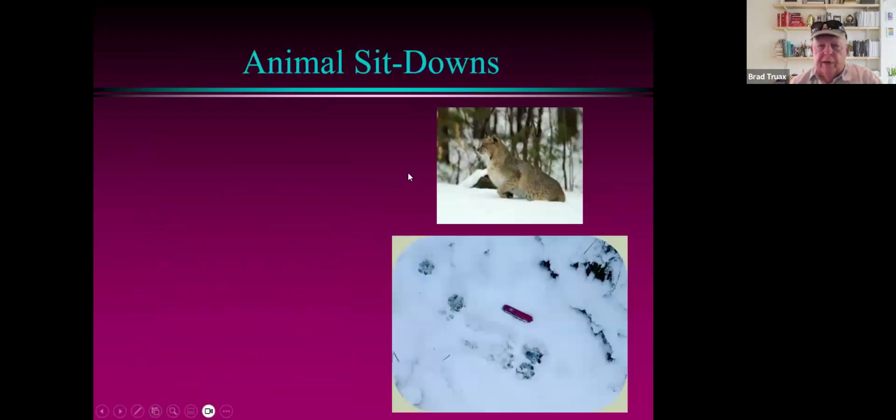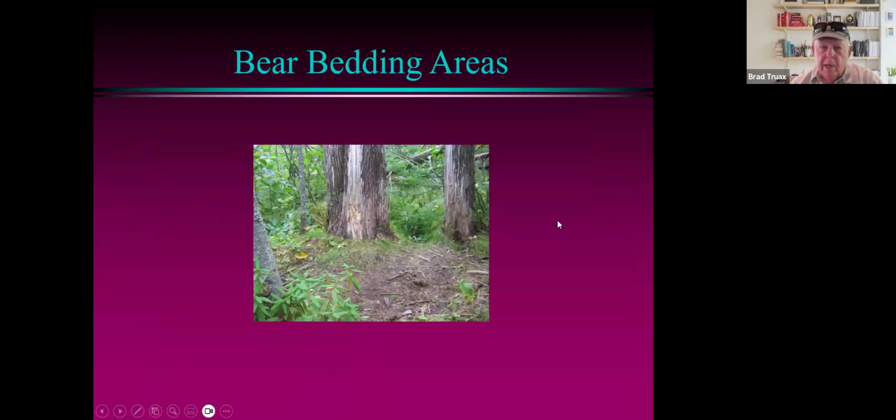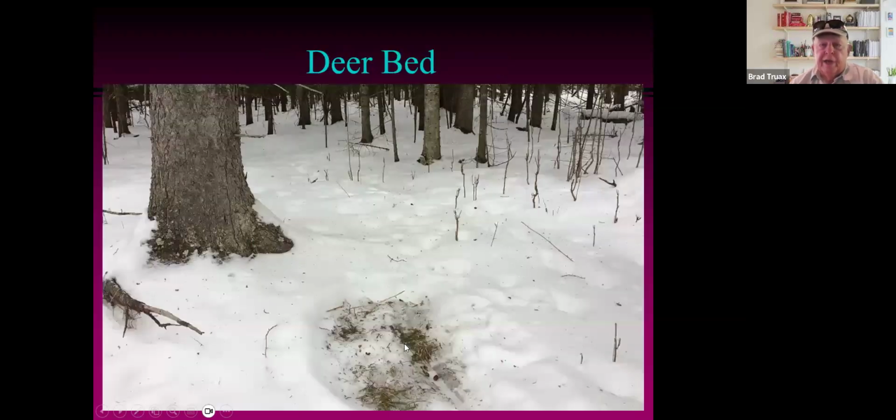Sit-downs by the animals are common. Once again, bobcats often sit on their haunches while they're stalking prey. Here you can see the bobcat sitting there, and this is what it would look like in the snow. So once again, the rear end of the bobcat, including the rear paws sitting here, and you see two front paws in front. So that's a very characteristic pattern. This is a bear bedding area. This is a deer bed.